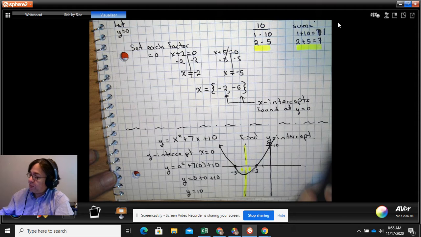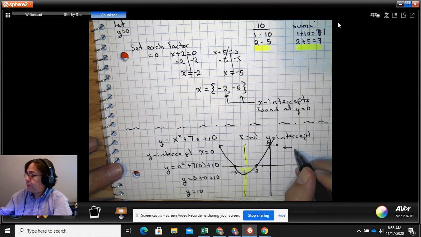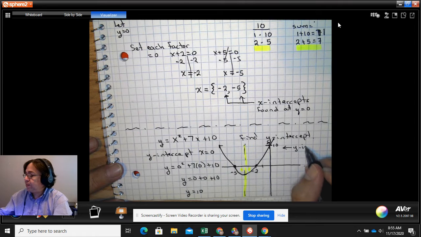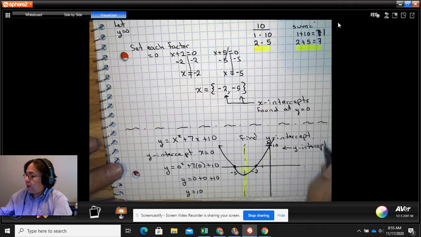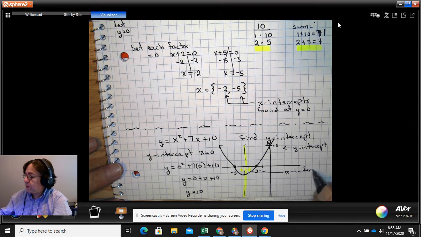So be careful. We've got y-intercepts, which is this point right here. That's not the solution. And we've got x-intercepts, which are the solutions.